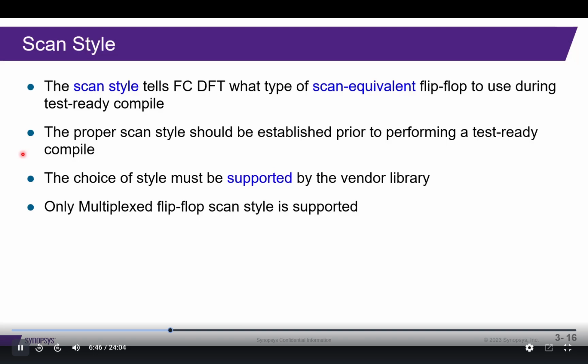Let's talk a bit about scan style in Fusion Compiler. The scan style tells Fusion Compiler DFT what type of scan equivalent flip-flop to use during the initial test-ready compile. The proper scan style must be established prior to performing a test-ready compile. And the style must be supported by the vendor library that you have chosen. For Fusion Compiler DFT, only multiplex flip-flop scan style is supported.